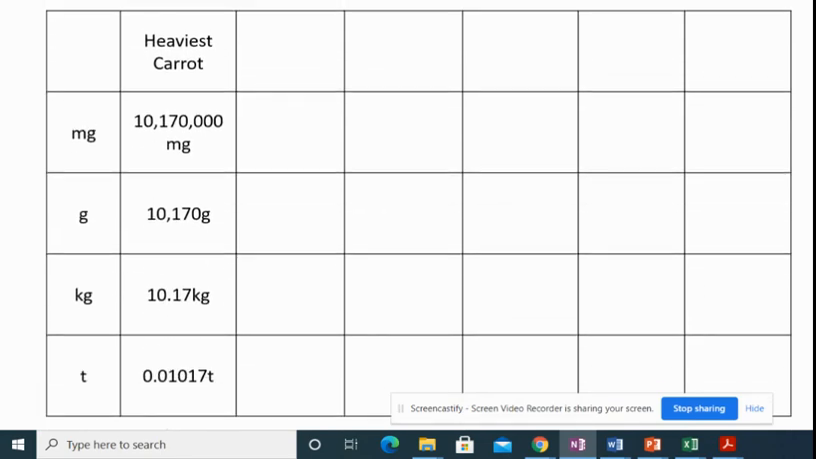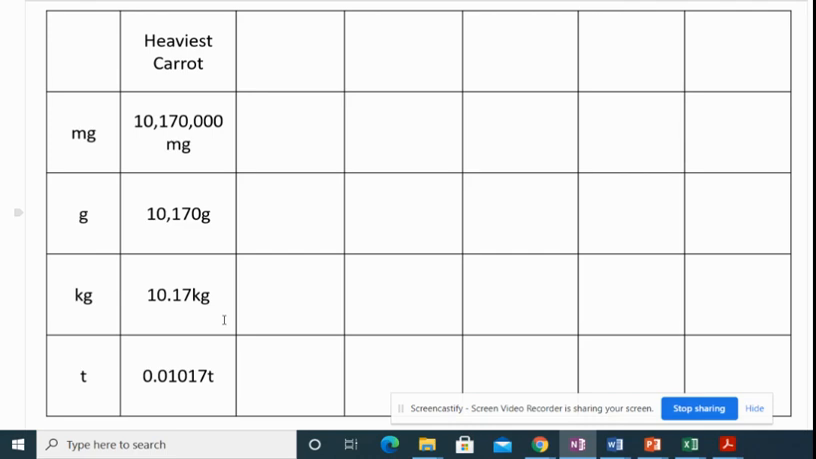I'd also like you to do the same for this table. This one is dealing with weights rather than lengths or distances. So we've got milligrams, grams, kgs, and tons. This was another world record I found, where the heaviest carrot that's been recorded was measured in at 10.17 kgs.